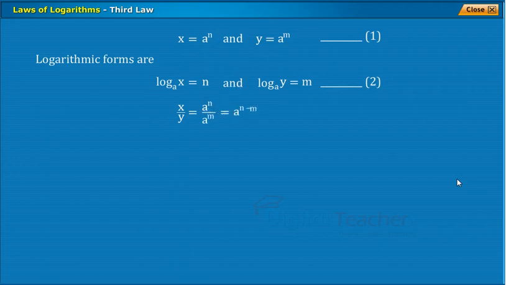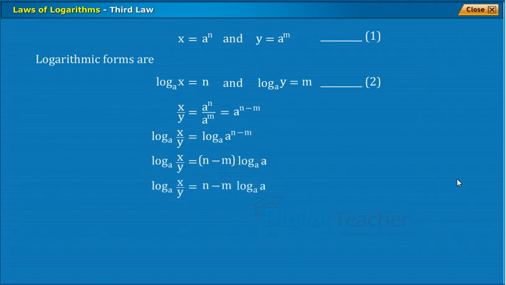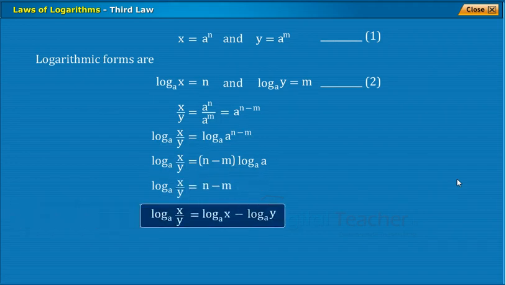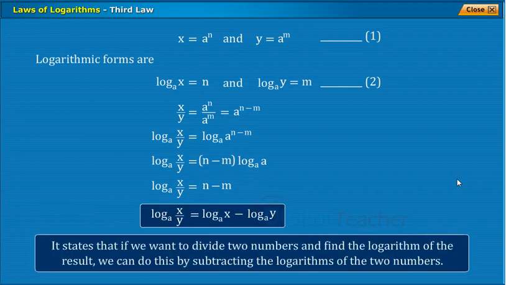Applying the laws of exponents to the above equation, and applying logarithms, we get as shown on the screen. From 2, we can write it as log x by y to the base a is equal to log x to the base a minus log y to the base a. This is third law. It states that if we want to divide two numbers and find the logarithm of the result, we can do this by subtracting the logarithms of the two numbers.